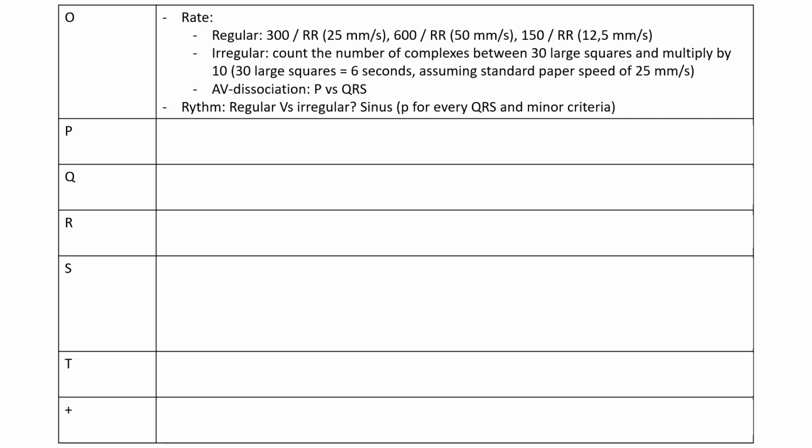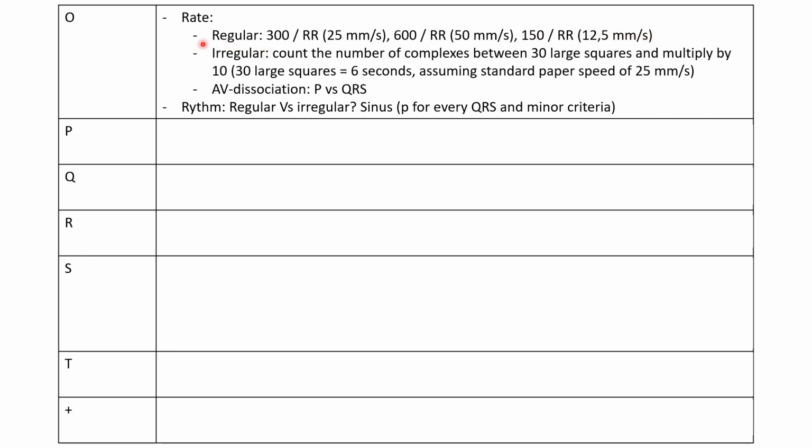So the O is the rate or overview. As I just mentioned, if it's a regular rhythm, where regular means the QRSs are spaced out with a stable pattern, then you can use 300 divided by the RR interval, right? Number of boxes between, so 300 divided by 2 big boxes would be 150. And we just mentioned it's different depending on the speed of the paper.